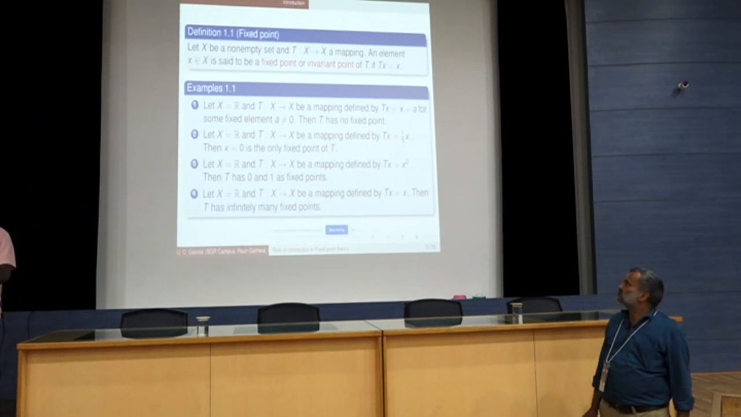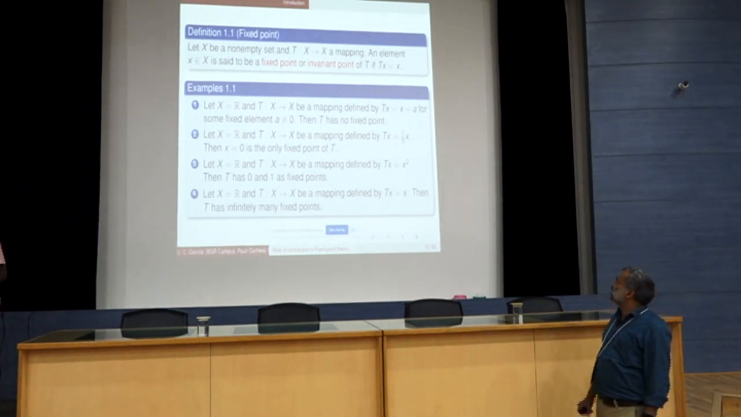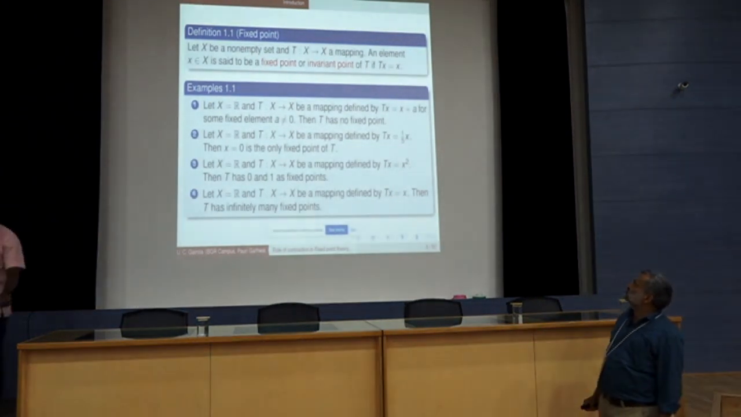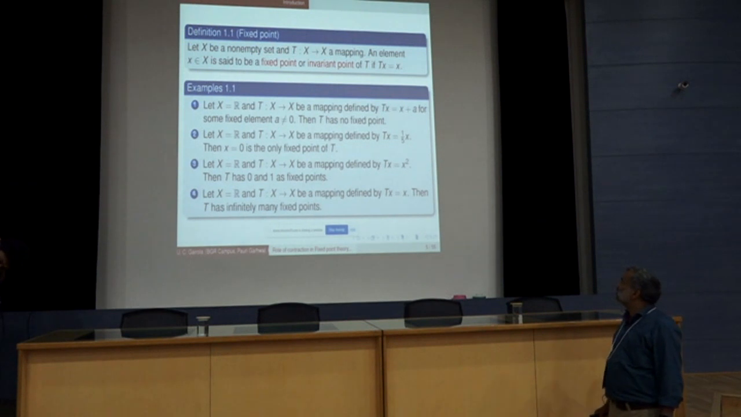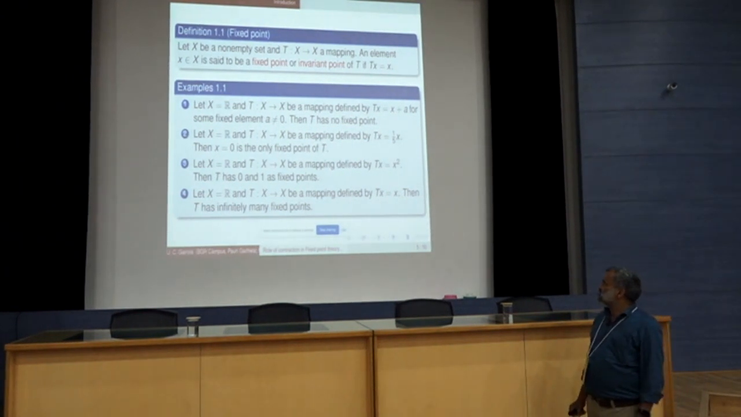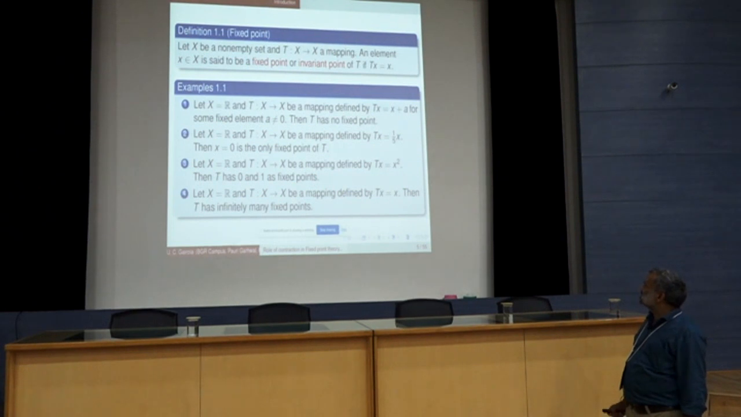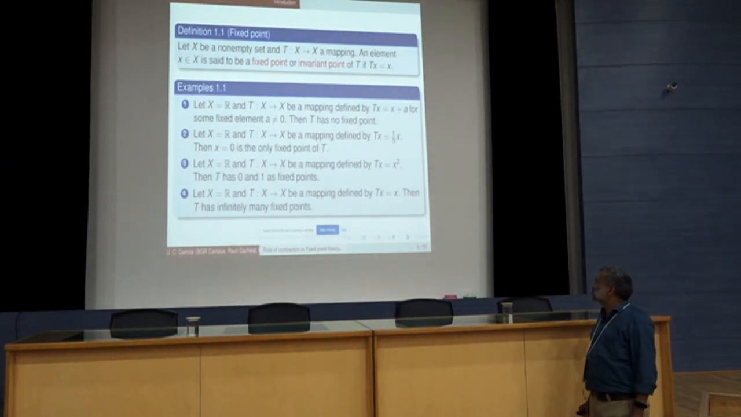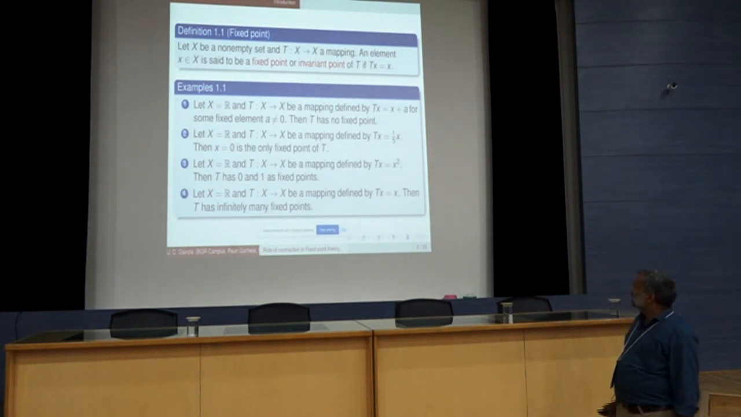So this is the basic definition. Let X be a non-empty set and T a map from X to X. An element x belonging to X is said to be a fixed point or invariant point of T if Tx is equal to x. For example, if X is equal to R and T from X to X is the mapping defined by Tx is equal to x plus a for some fixed element a not equal to 0, then T has no fixed point.